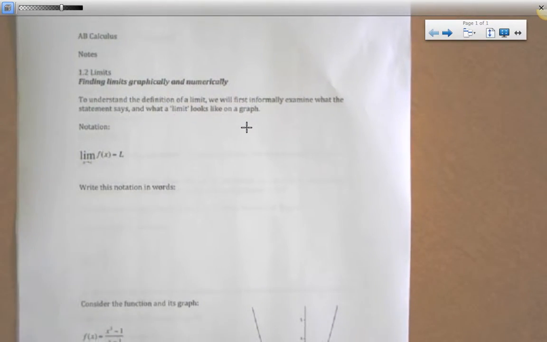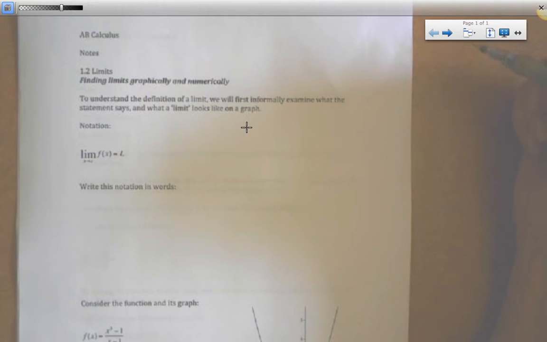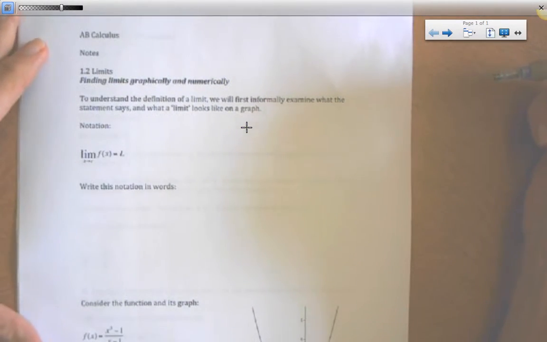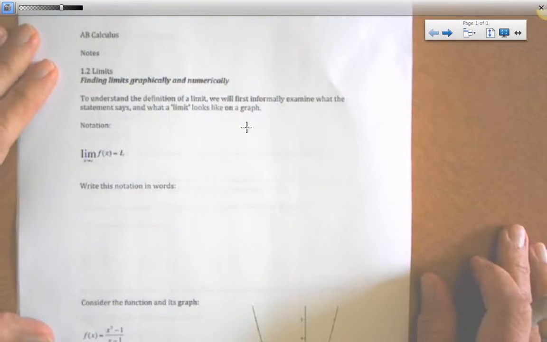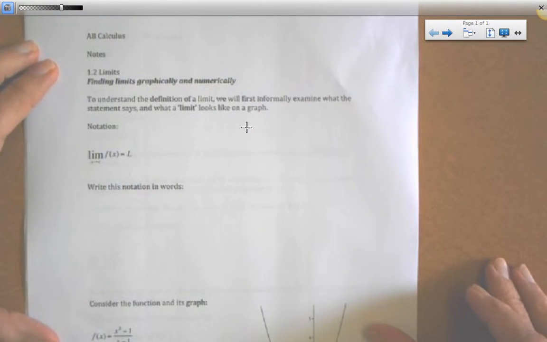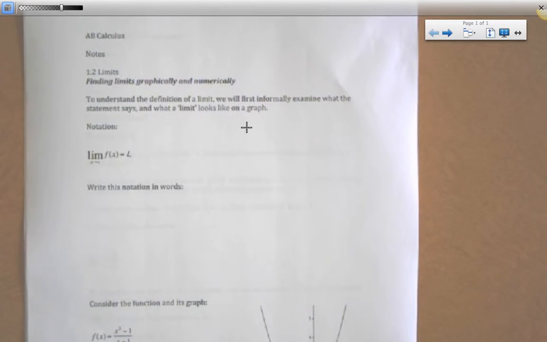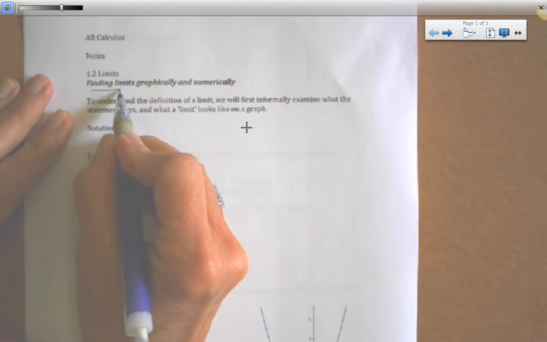Okay, welcome to Lesson 1. This is Section 1.2 in AB Calculus. And the first unit of study in calculus is examining what happens at one location. And to examine what happens at one location, we have to see what is happening on either side of it. And if we're looking on either side of it, it's called finding a limit.